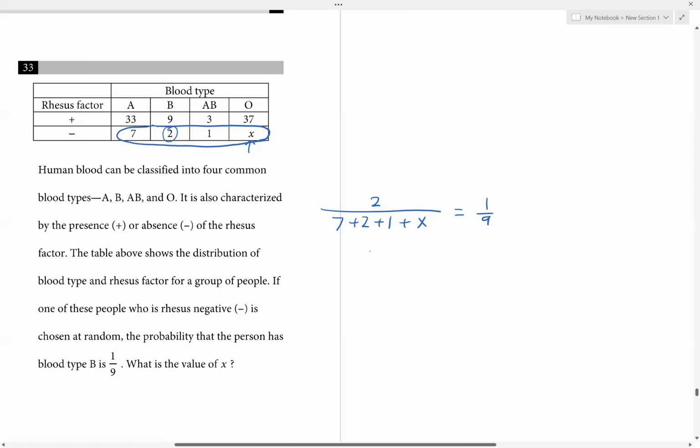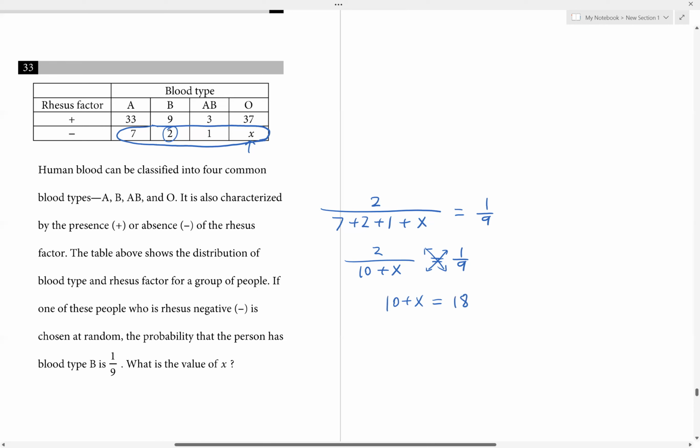So to solve for X, we can do this. We can say this is 2 over 7 plus 2 plus 1, that's 7 plus 3 is 10, so 2 over 10 plus X equals 1 over 9. And we can do a cross multiply here because we have 2 fractions on each side of the equation. So 1 times 10 plus X is just 10 plus X. And the other cross, we have 2 times 9, which is 18.